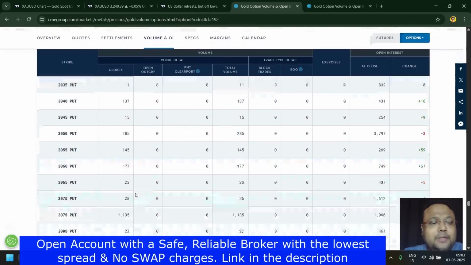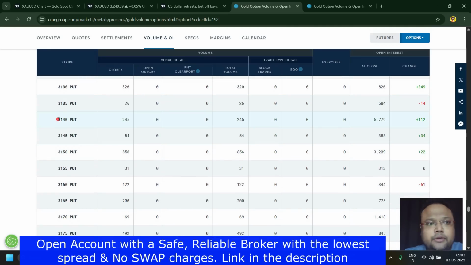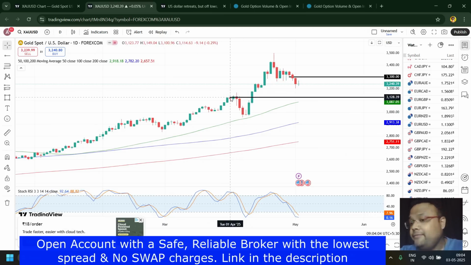Okay, and surprisingly, around 3140, yes, you can see around 3140, around 3150. You can see we have a big number of contracts at 3140, 5779 at 3150, 3209. So around the previous resistance that will be working as support, we also have contracts there as well. Usually this is not seen. So if the market comes down also around 3140, 3150, we can expect a good support.